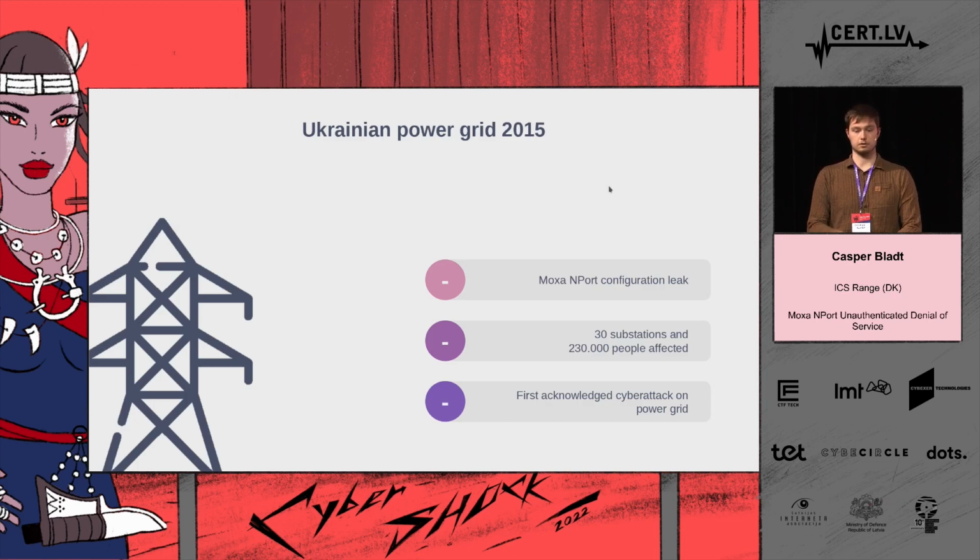So they could actually just turn off substations one by one, and all in all, about 250,000 people in Kiev were without power over the Christmas. An interesting thing about this power grid attack is that it is the first publicly acknowledged cyber attack, a state-sponsored attack on a whole nation's power grid.